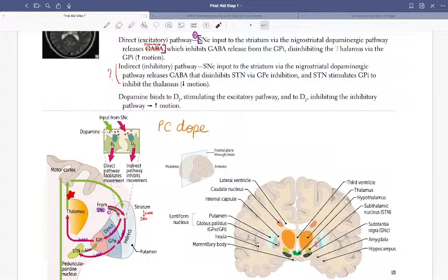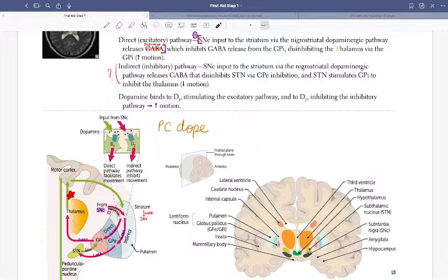So simply put, SNC is input to the striatum via the nigrostriatal dopaminergic pathway. This was the striatum. It releases GABA, which basically inhibits the GABA release from the GPI. So what does it do basically? Dopamine inhibits GABA release from the GPI. Because it is inhibiting the GABA release from the GPI, that's why there is increased motion because of the indirect pathway, because this GABA release of GPI is not happening.